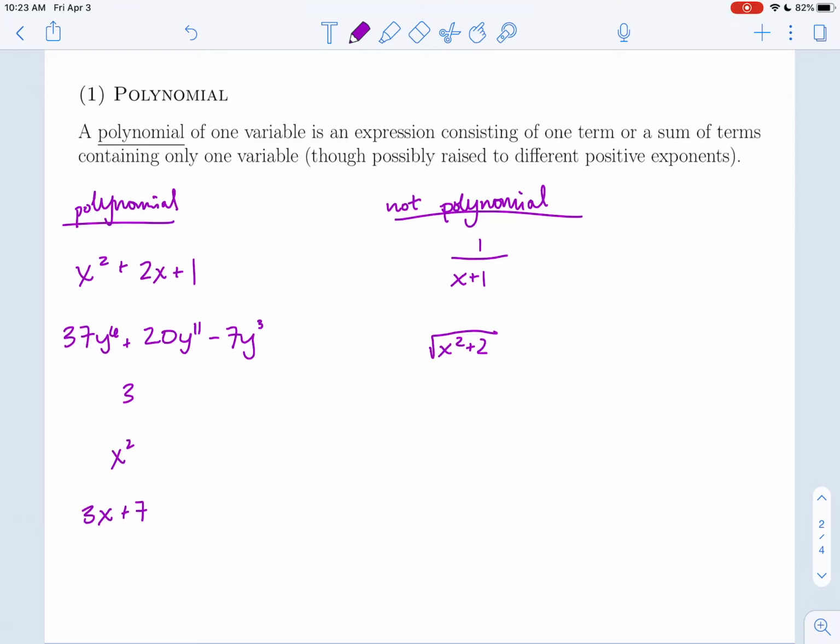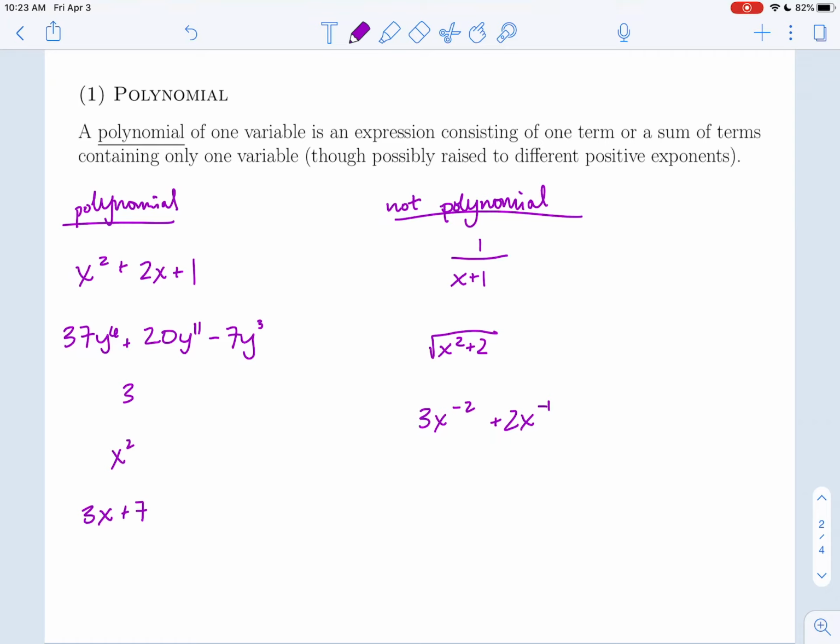And also we can have something that tricks us just a little bit into thinking it's a polynomial, but if I have negative exponents, it won't be a polynomial either. So for instance, 3x to the negative second plus 2x to the negative first, that's not going to be a polynomial. We want those exponents to be positive integers.